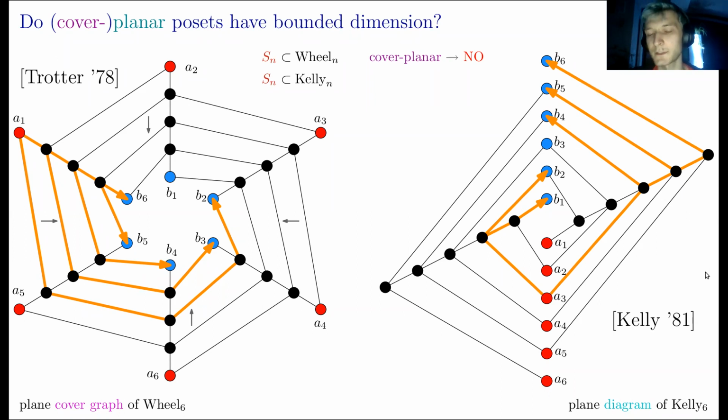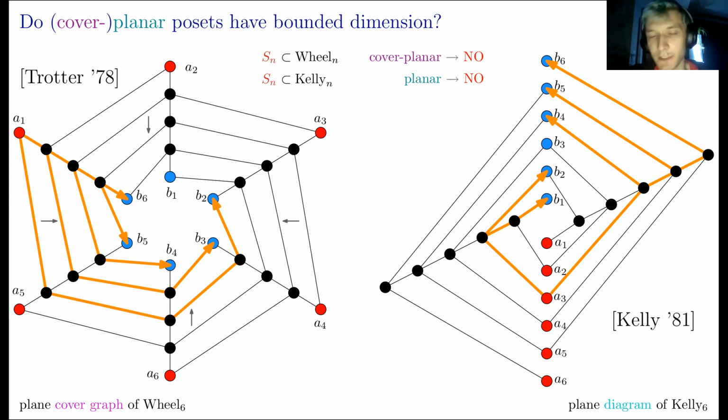Yes, so this example is quite clever, and to understand it deeply, you should look at it for a moment longer. But what it shows is that we really have a standard example, a subposet of this Kelly n, and this means that planar posets also don't have bounded dimension. Okay.